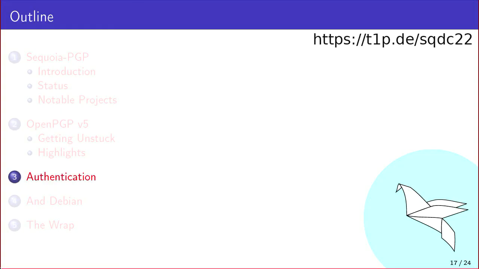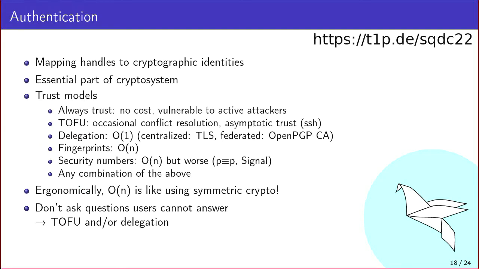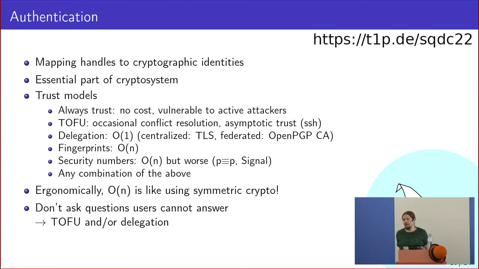All right, let's quickly look at authentication. Authentication is the process of mapping handles to cryptographic identities. Cryptographic identities in OpenPGP speak are primary keys, and handles can be anything, like your real name or your email address. I'm mostly interested in mapping email addresses to cryptographic identities, but you may be interested in mapping real names to cryptographic identities. And authentication is an essential part of a crypto system. If your crypto system doesn't do authentication, in my mind, it's broken.